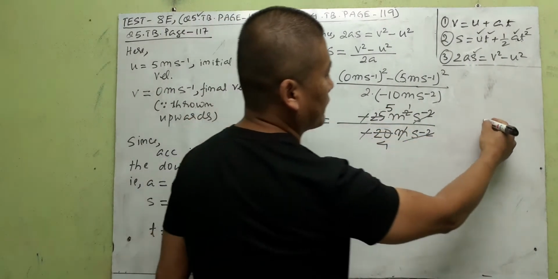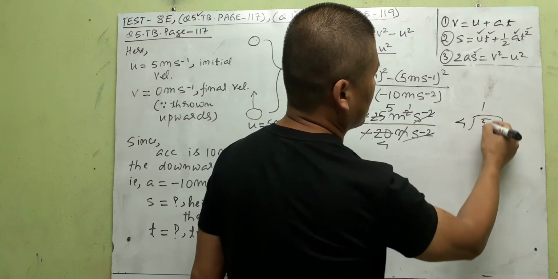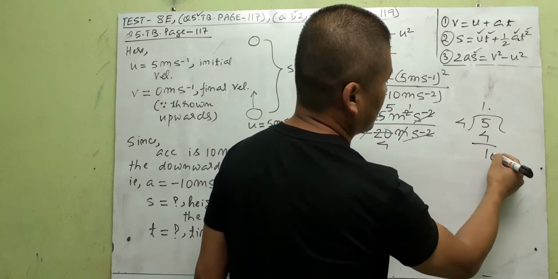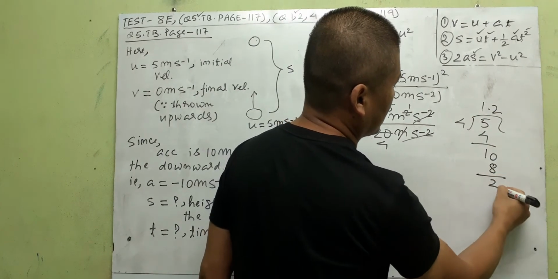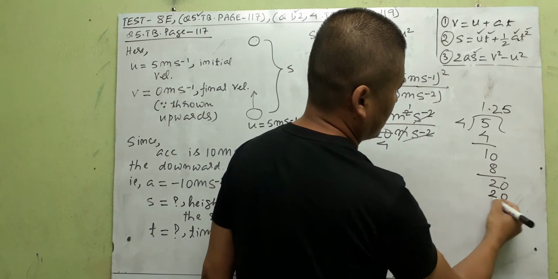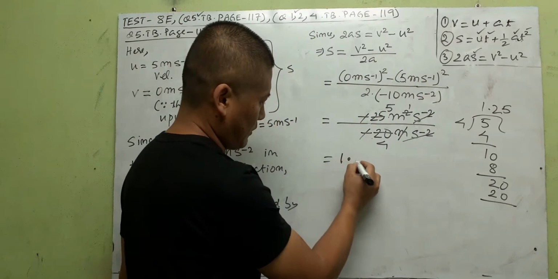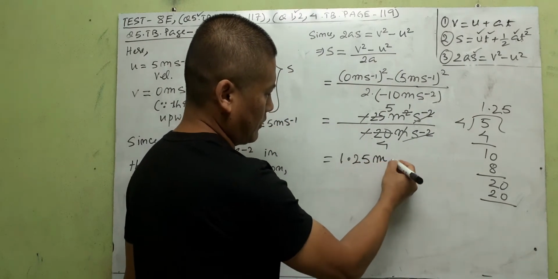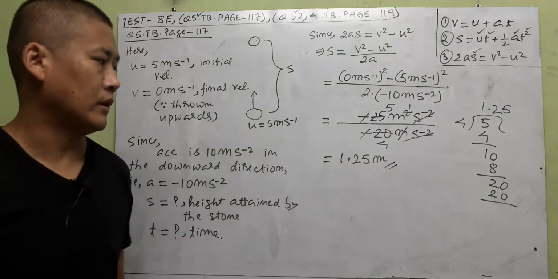Then 5 4s are 20, and then 5 5s are 25. So 25 divided by 20: 20 1s are 20, 5 in hand, point, 0. 2s are 8, and so on. 4 5s are 20. So the maximum height that the stone will reach is 1.25 meter. So we got that one.